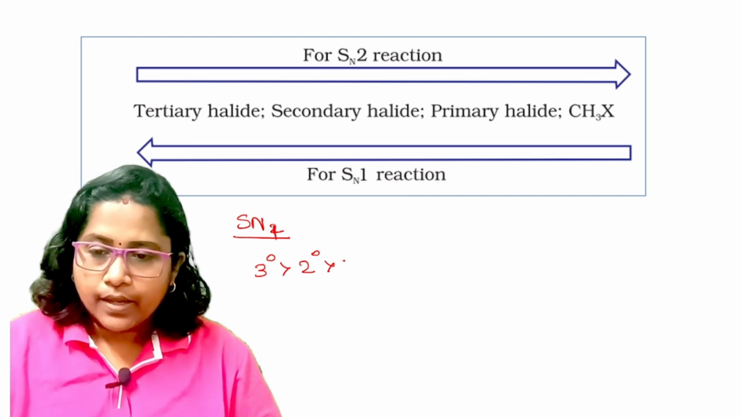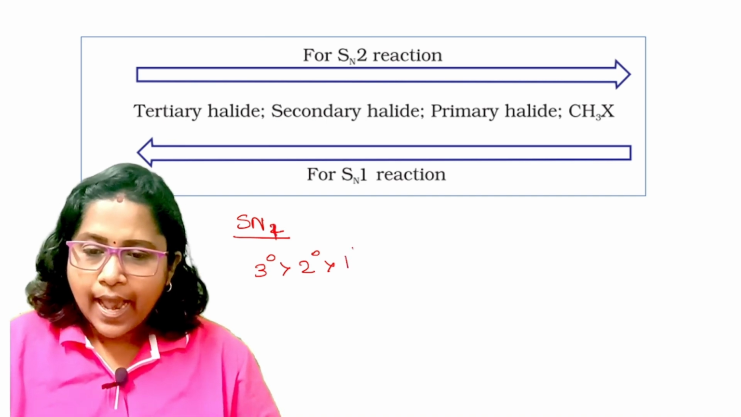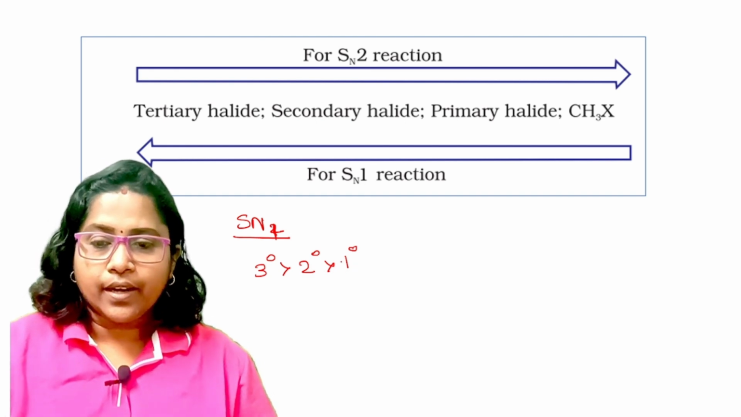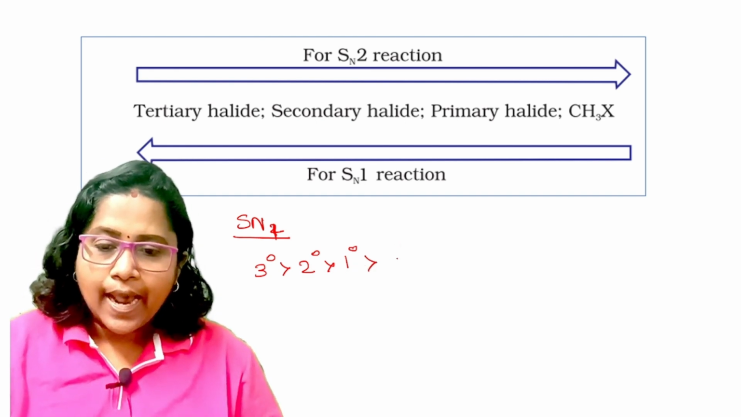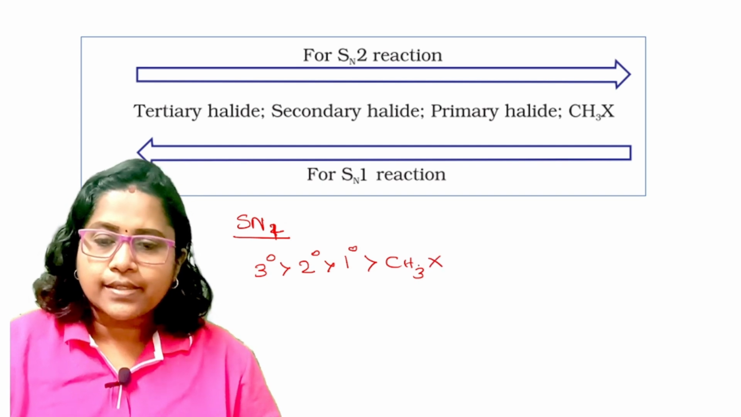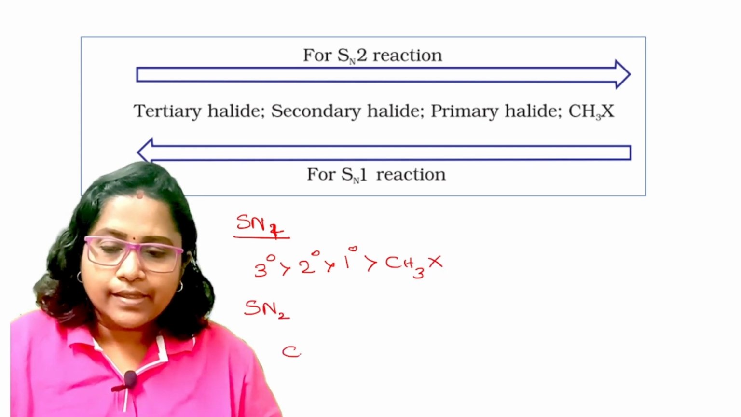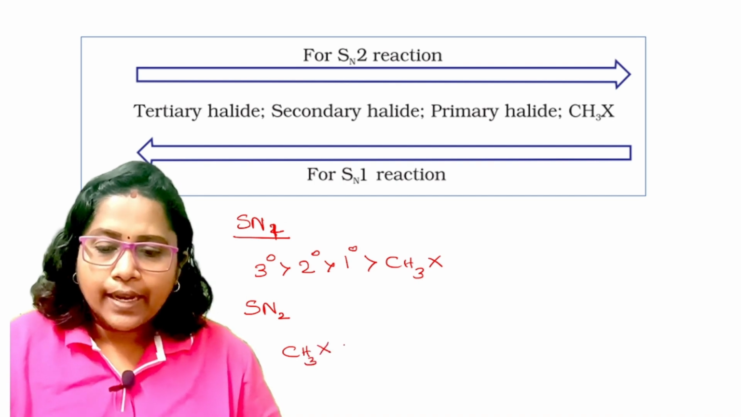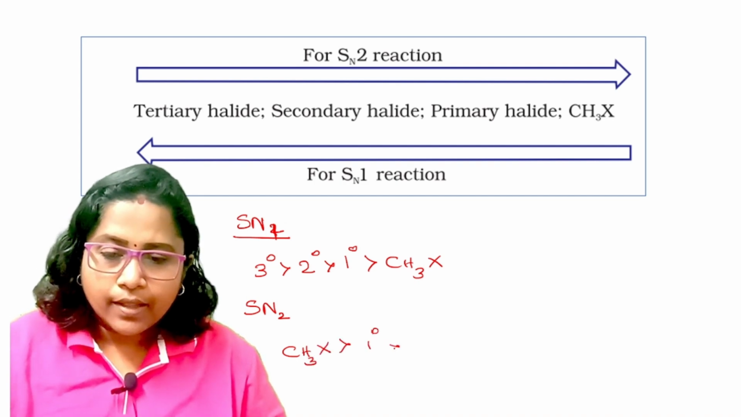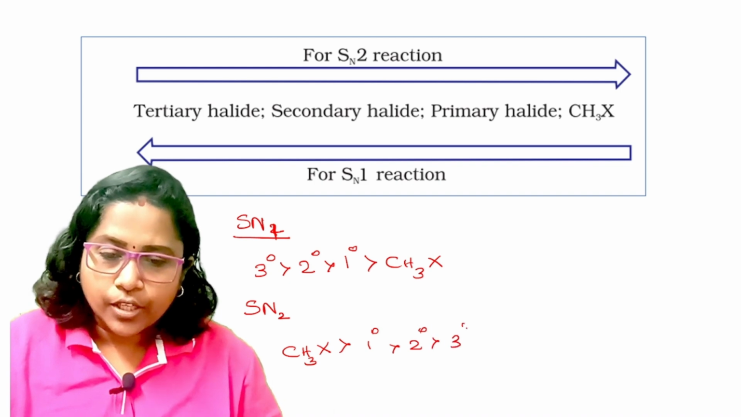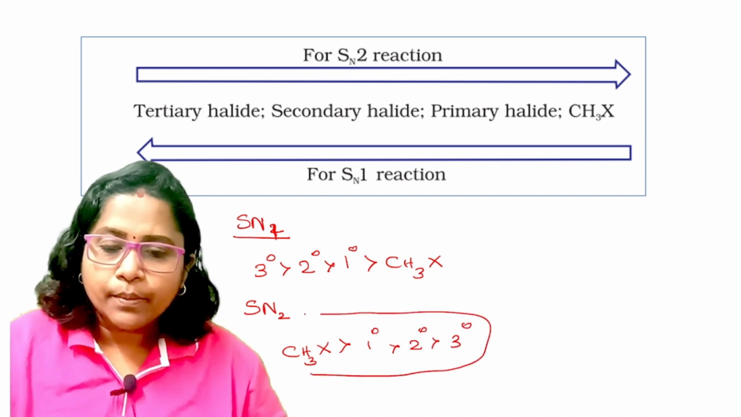This is SN1: tertiary, secondary, and then primary halide, and then CH3X. This is the SN1 order. What about the SN2 order? The SN2 order is like this: CH3X, and then primary, then secondary, and then tertiary.